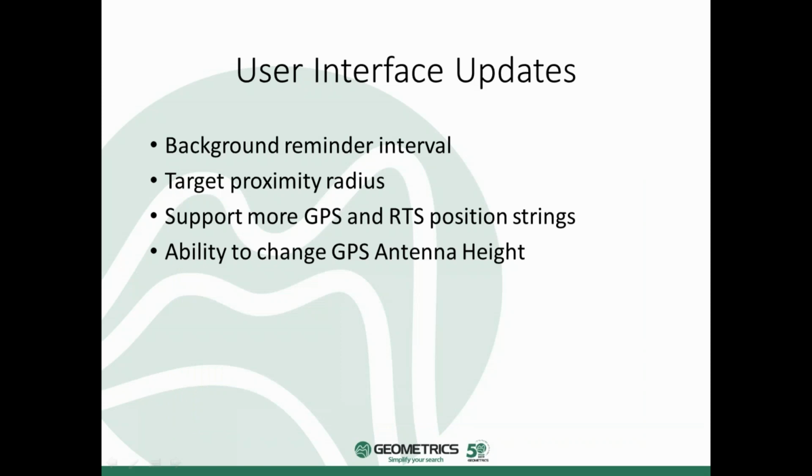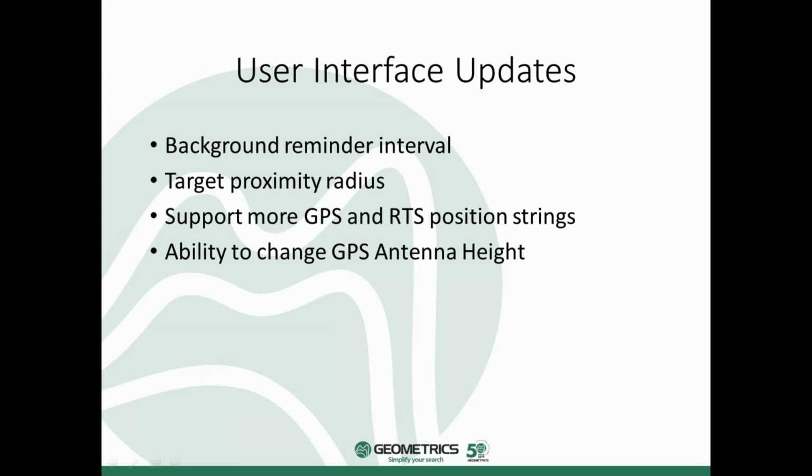For example, at a place where the users want to use fiducial markings because GPS is covered by tree canopy, or if they have some other reason to want to be able to select targets that are farther away than 1.5 meters, that's now selectable.